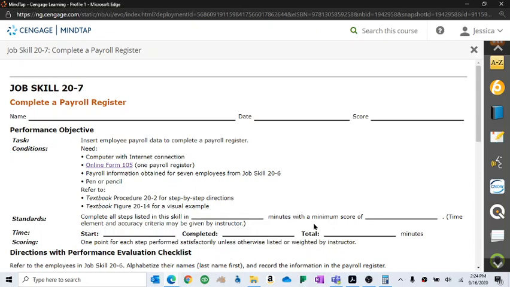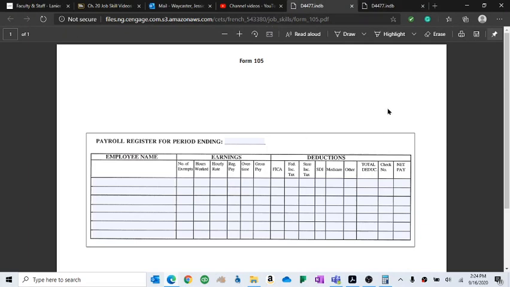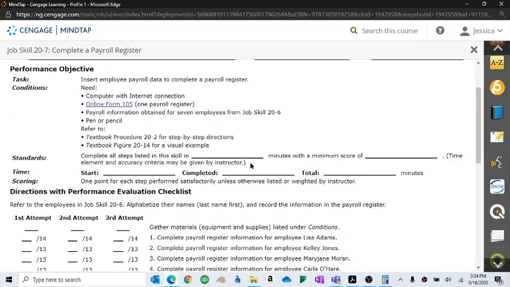Hey class, we're going to go over job skill 20-7, which is completing a payroll register. The first thing you're going to need is this online form 105. When you click on it, it's going to populate the form for you. This is the form you're going to be editing and uploading into the job skill.